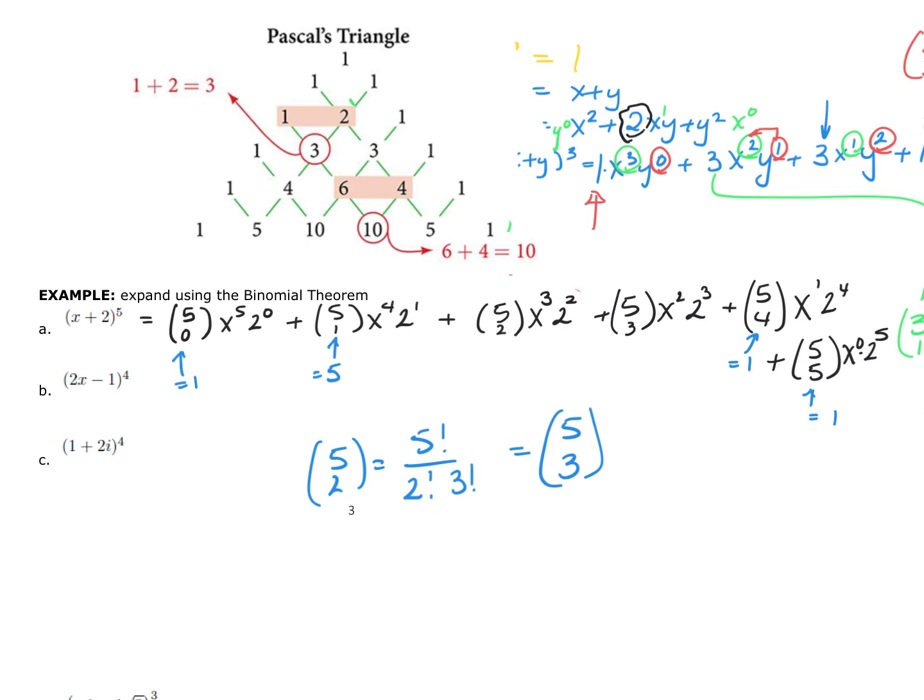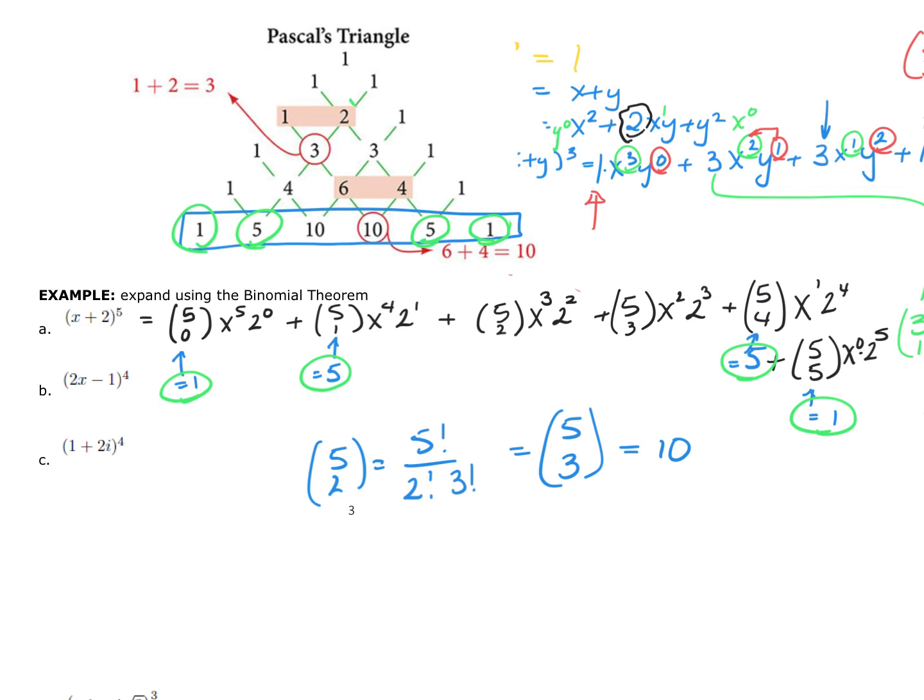I can also go up here and say, okay, the 5th power, that means these are my coefficient multipliers. Notice that this 5 aligns to this 5. This 1 aligns to this 1. This is 5. Notice this 5 aligns to this 5. This 1 aligns to this 1. That means, without doing any work, this must be equal to 10. This 10 and this 10. So that tells me the coefficient multipliers are 10.